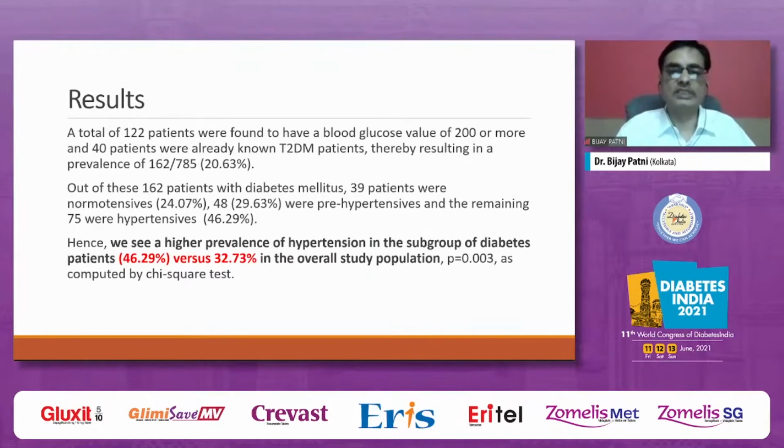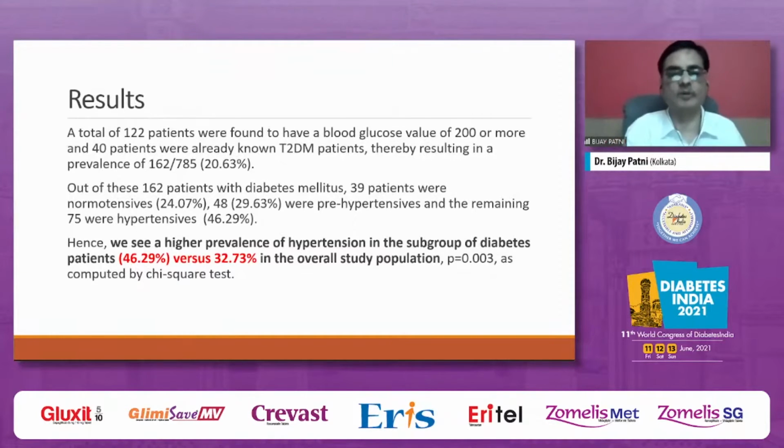Out of these 162 patients with diabetes mellitus, 39 patients were normotensive, that was 24%, 48, that is 29%, were pre-hypertensive, and the remaining 75 were hypertensive, that is about 46.29%. So we can conclude that we see a higher prevalence of hypertension in the subgroup of diabetes patients, 46.29% versus 32.73% in the overall studied population.